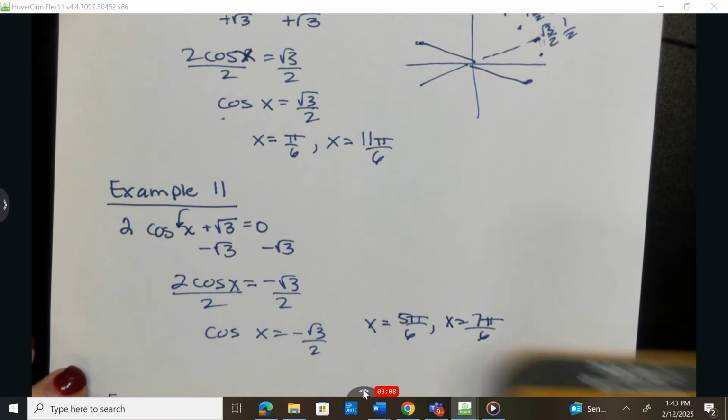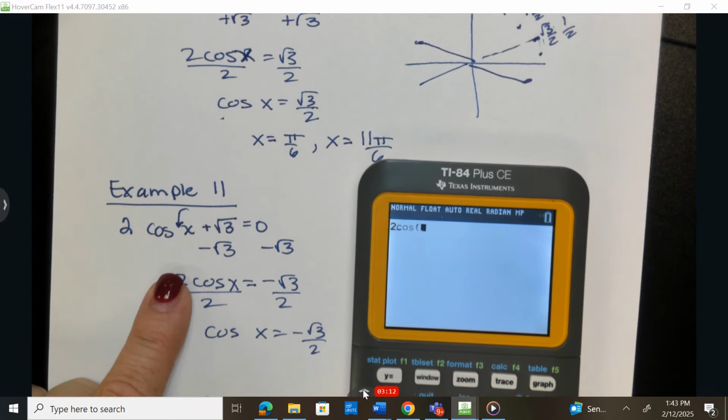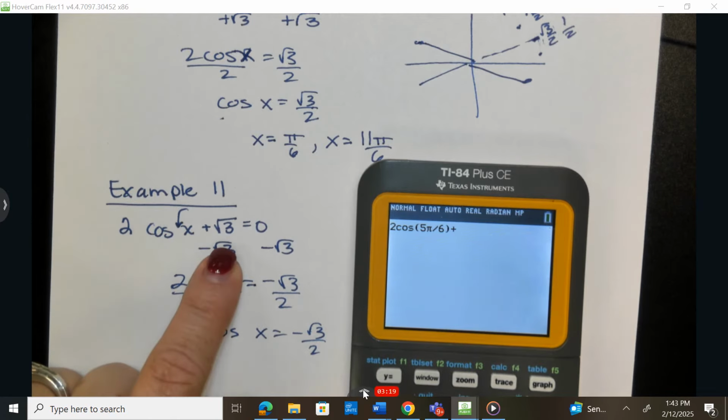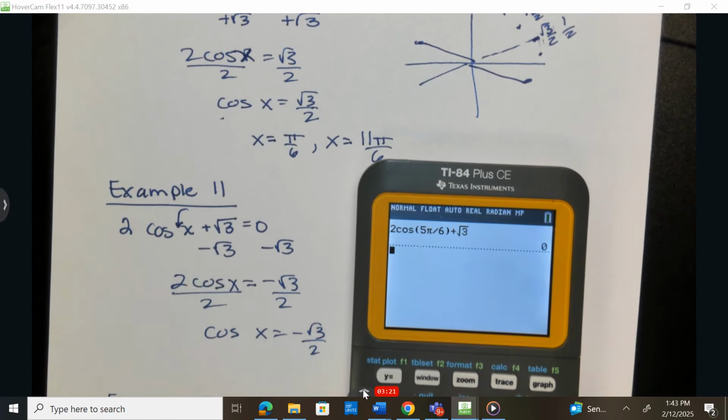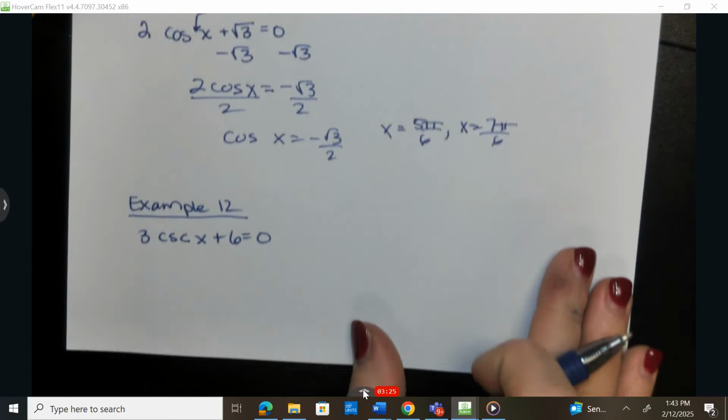Again, how can we make sure we did it correctly? It doesn't matter which one we use. Let's come up here and we have 2 cosine in parentheses. Let's go with 5 pi divided by 6, and now I'm going to add the square root of 3. We get an answer of 0 and feeling confident with my answers. Let's look at example number 12.